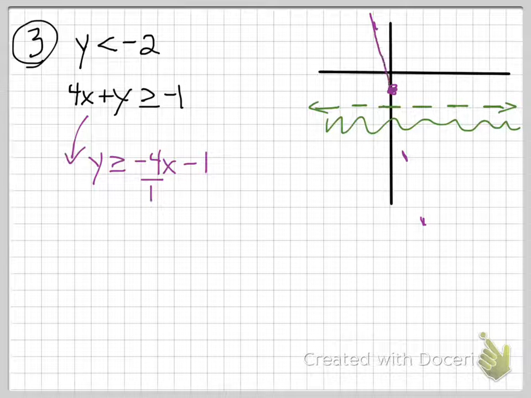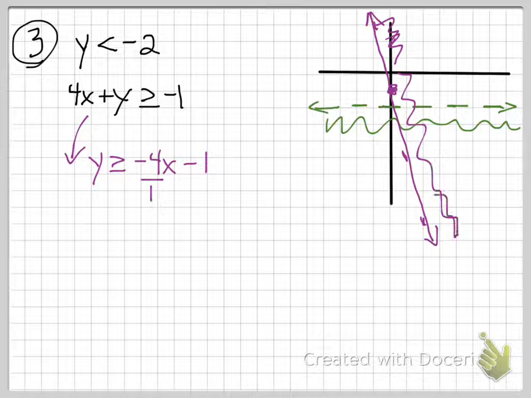This line is going to be a solid line because it has that equal to underneath. And for the shading for this line, it's greater than, so greater than is going to be up where the y positive axis. Okay? Now I shade where both of the other shadings overlap. They overlap in the bottom right hand corner. So that's where we will put our shading.